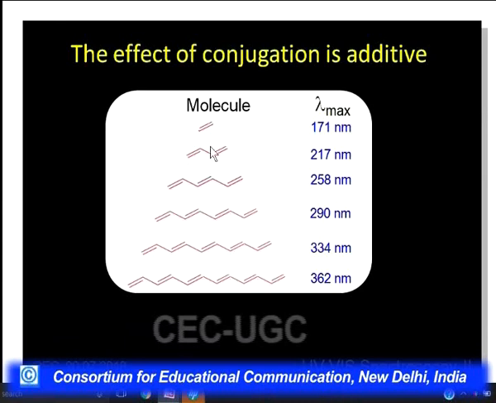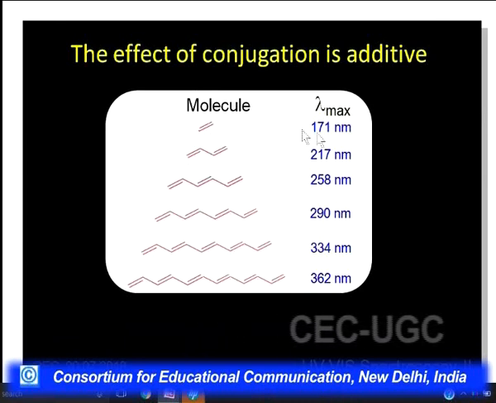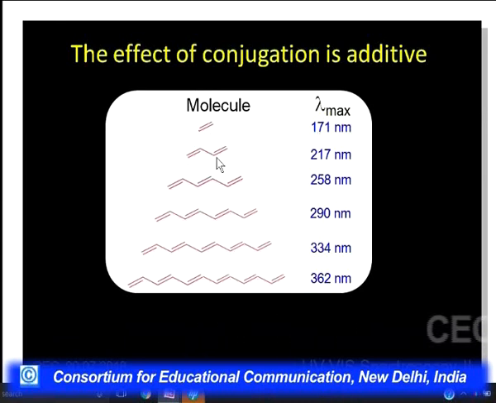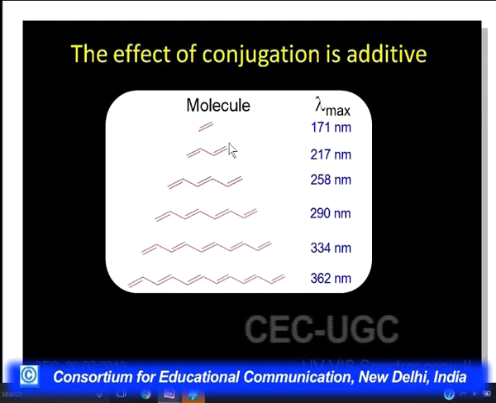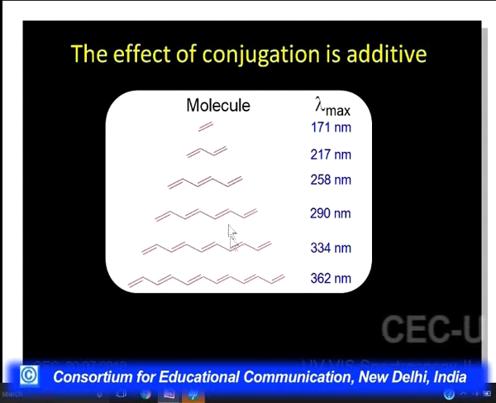I've put down a series of molecules over there. There is just a double bond over there, 171 nanometers. There are two of them, that is butadiene, we got 270 nanometers. Hexatriene, octatetraene, and so on and so forth. As more and more conjugation comes in, we find that lambda max goes on moving.